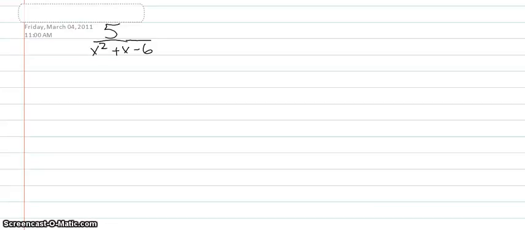Our problem was number 12: 5 over x squared plus x minus 6. First, you start off by factoring out the bottom. You get x plus 3 and x minus 2.